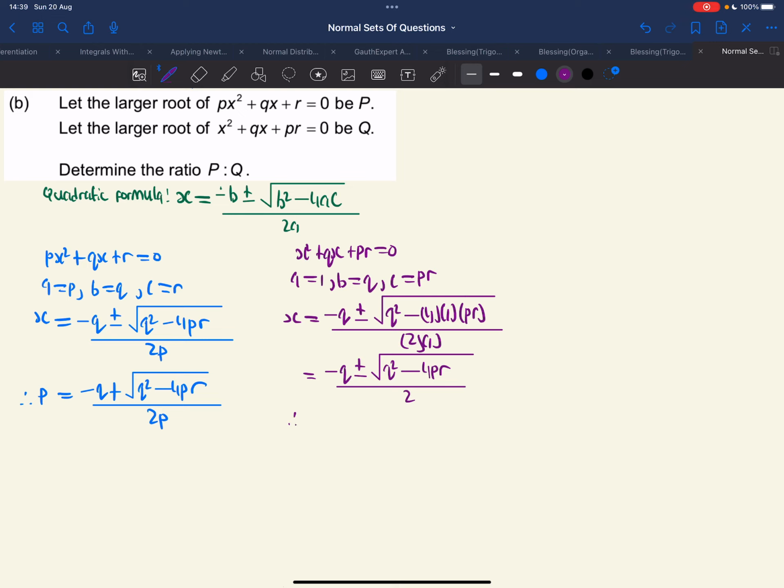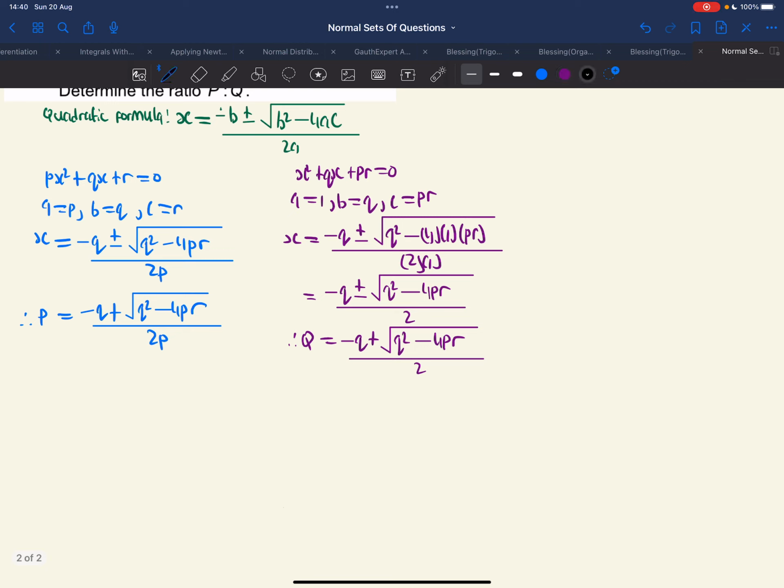And now remember, the larger root of this equation is going to be given as q equals minus q plus square root of q squared minus 4pr, all over 2, right?